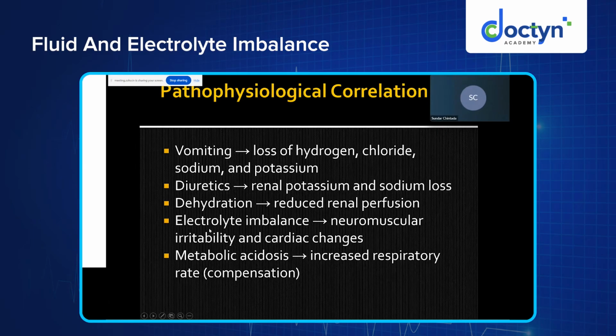So when we compare the pathophysiological correlation of this patient, till now we have discussed: vomiting in this patient results in loss of hydrogen, chloride, sodium, and potassium. Diuretics, as the patient is on diuretics for his antihypertensive medications, result in renal potassium and sodium loss. Dehydrated, there is reduced renal perfusion. Electrolyte imbalance, neuromuscular irritability, and cardiac changes. And metabolic acidosis, increased respiratory rate. So metabolic acidosis can be there, leading to the compensation.